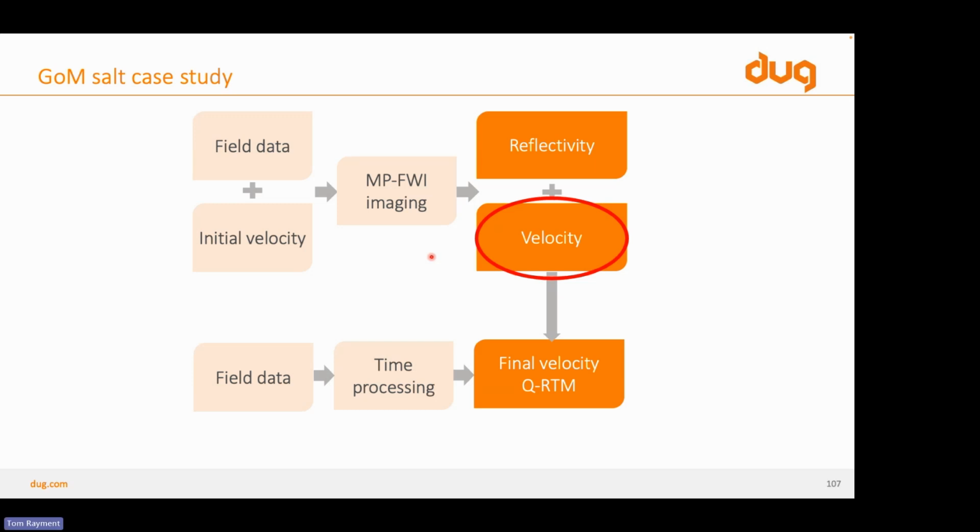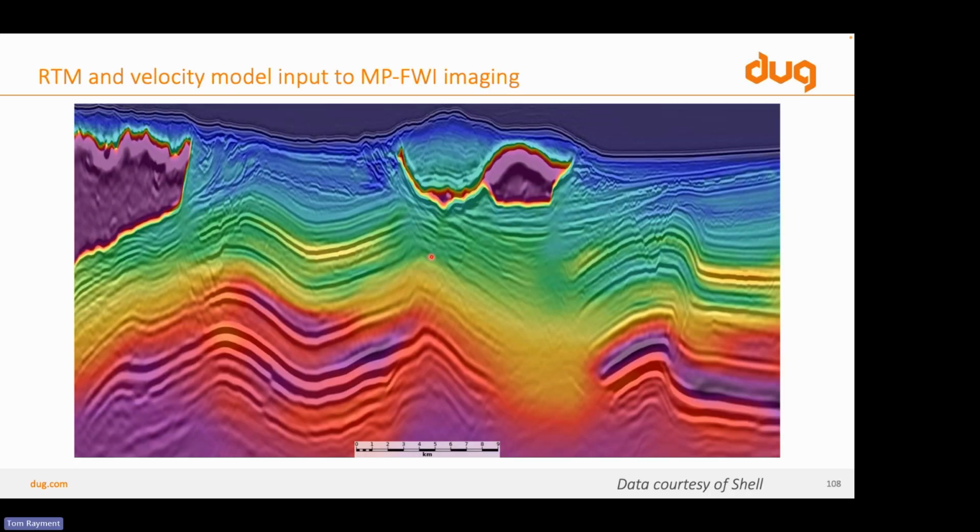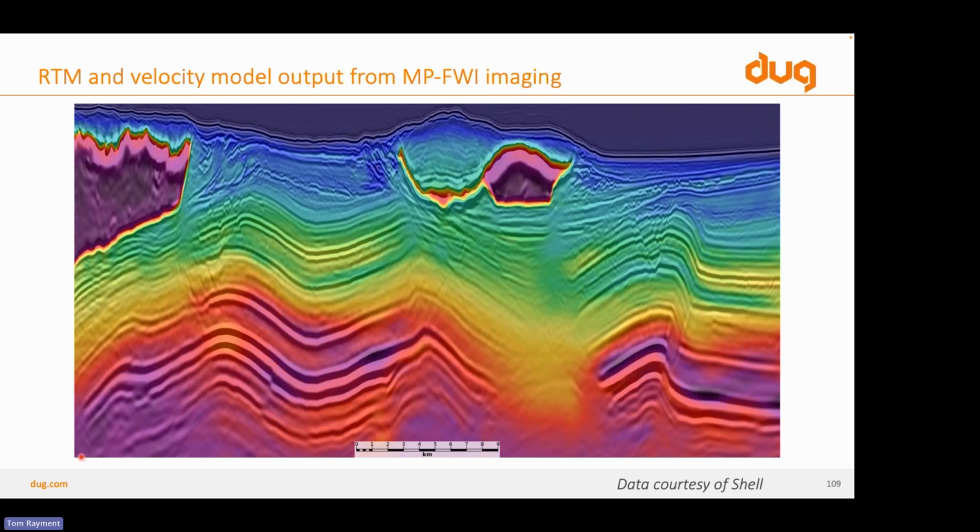Now, in this example, the starting model was actually pretty good. It had been through a conventional workflow, and the FWI imaging was an add-on to the conventional processing, so it was in a pretty good shape to start with. But it had relied on the ray-based tomographic updates in the deeper sections beneath the salt. This is the starting model overlaying on the QRTM. And this is our updated model with MP-FWI imaging overlaying on its associated QRTM.